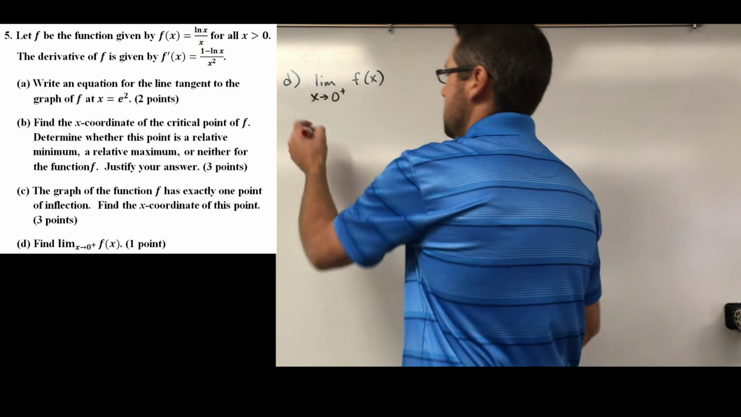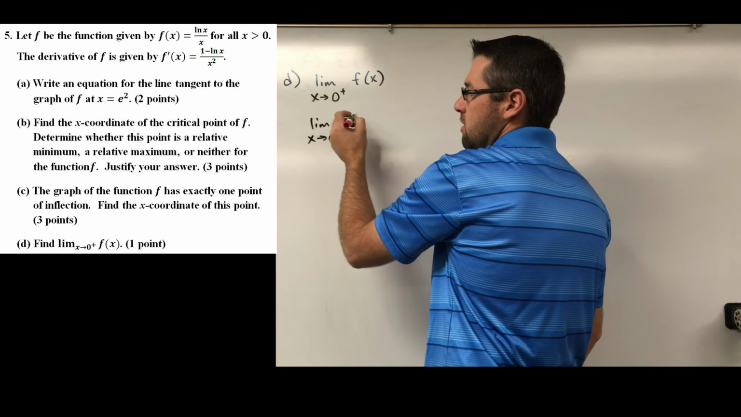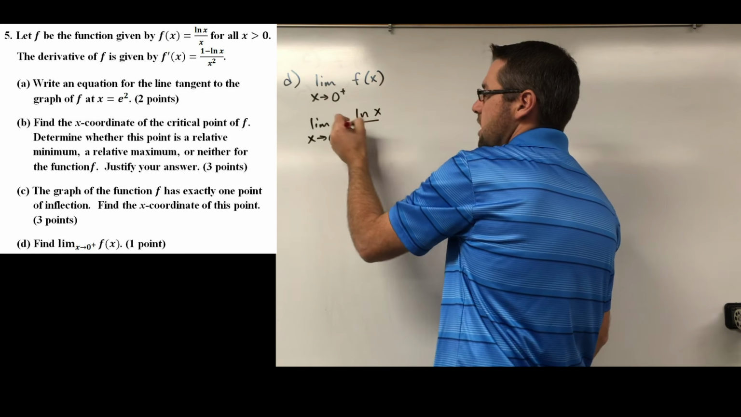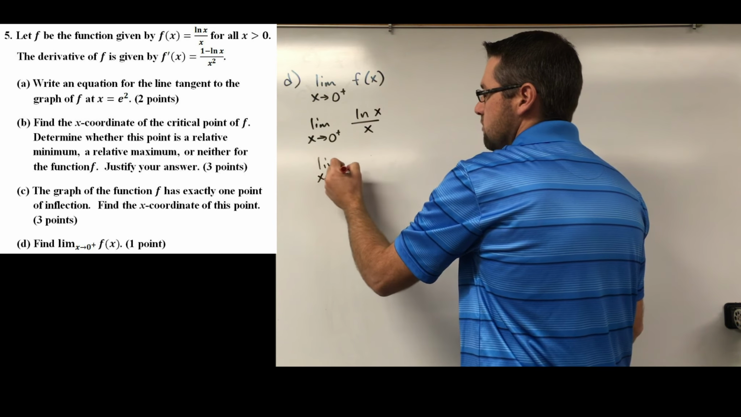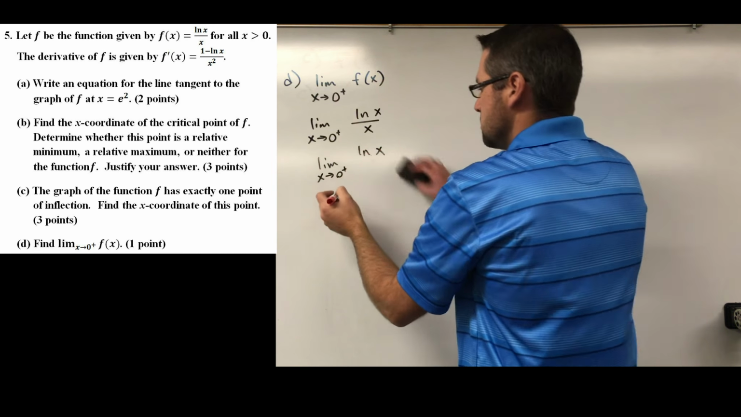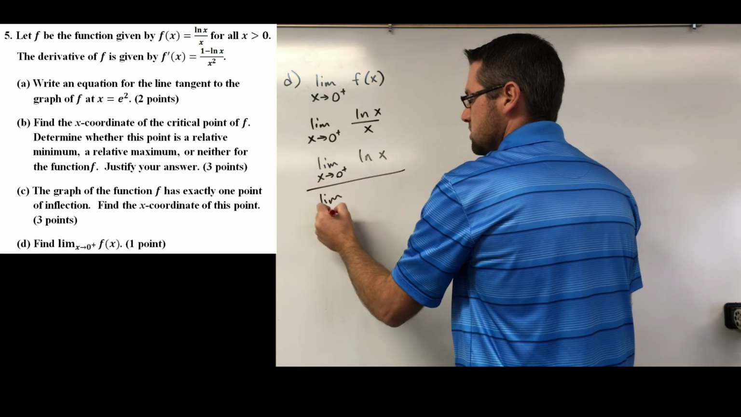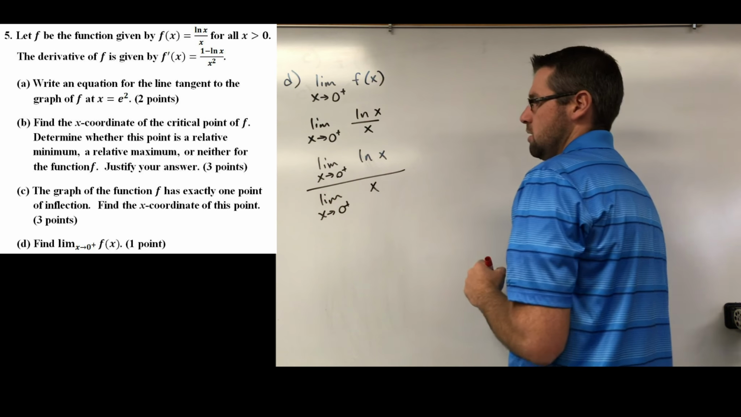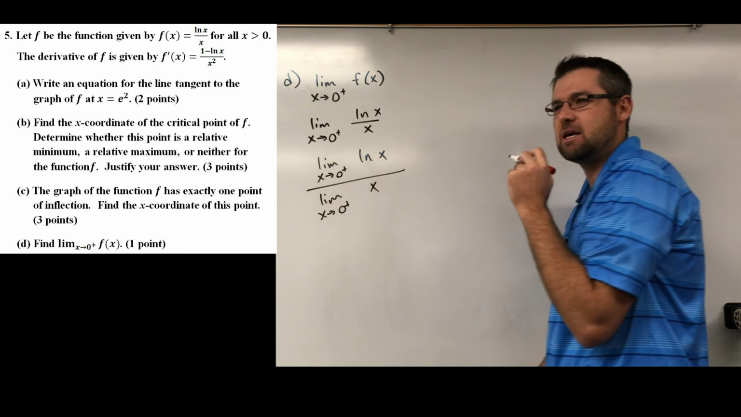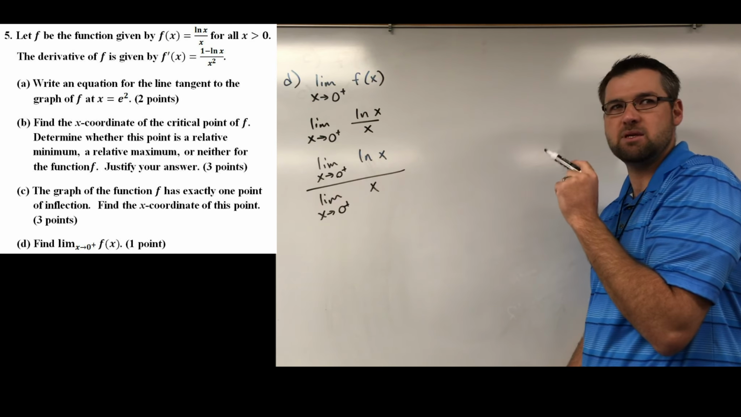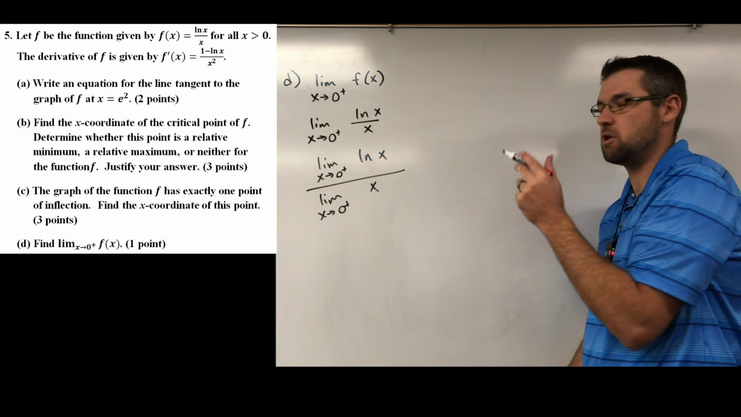So I'm going to write it like this. The limit as x approaches 0 from the right of, what is the function? Natural log of x over x. Could be rewritten as the limit as x approaches 0 from the right of the natural log of x over the limit as x approaches 0 from the right of x. So as x gets really close to 0, what's happening to the natural log of x? What does the graph of natural log of x look like?